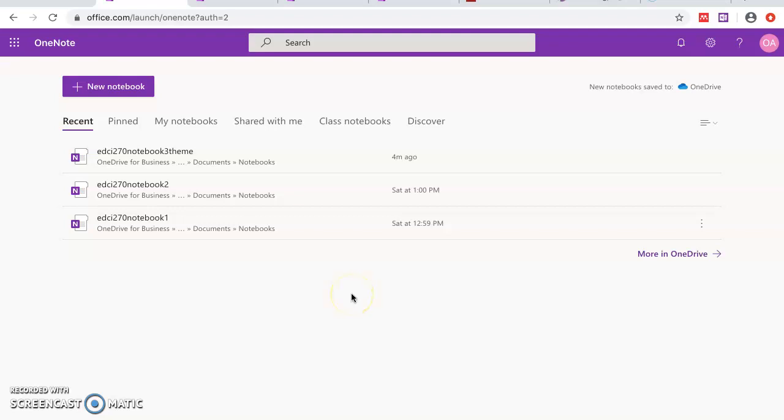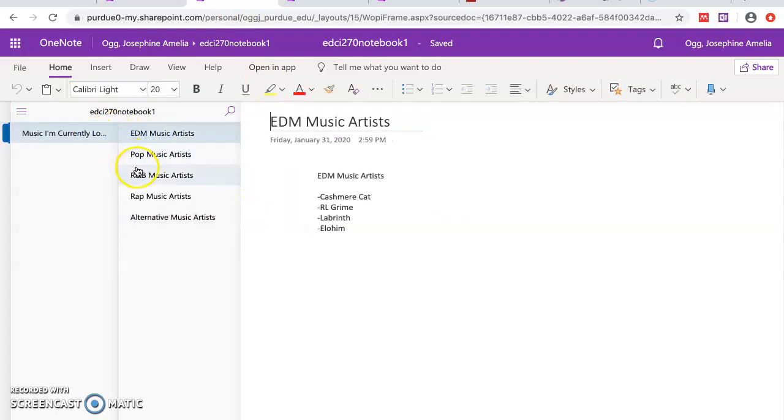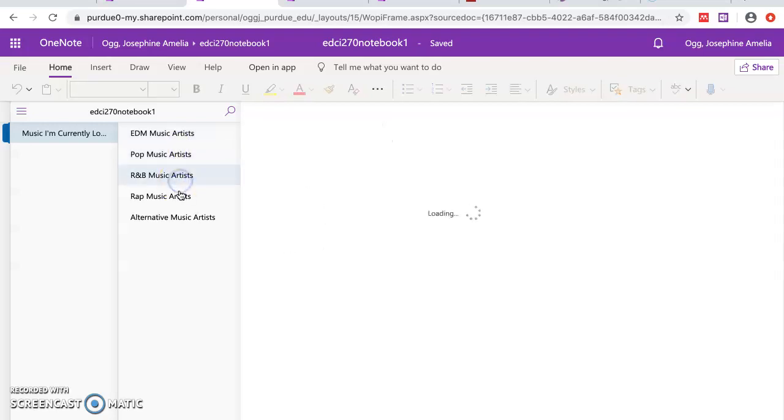All right, so for my badge project, I decided to use OneNote. So right here you can see the three notebooks I created. So right here we have my first notebook, and I named it Music I'm Currently Loving. And of course, within that, I have five notebooks of different types of music and artists I've been listening to.